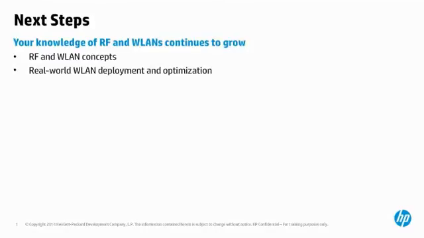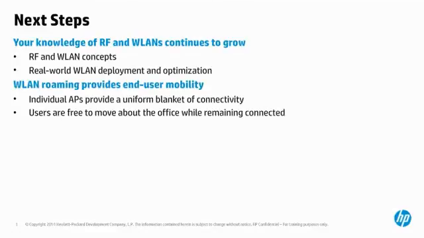We've come a long way, and you have learned many concepts and real-world deployment and optimization techniques. A well-deployed, optimized WLAN provides at least one major advantage over wired Ethernet connectivity. It is the freedom to move about the office while remaining connected. In Session 11, you will gain a more in-depth understanding of how separate APs provide a uniform blanket of connectivity for clients. You'll see how clients can seamlessly roam from AP to AP, even if those APs are associated with different access controllers.